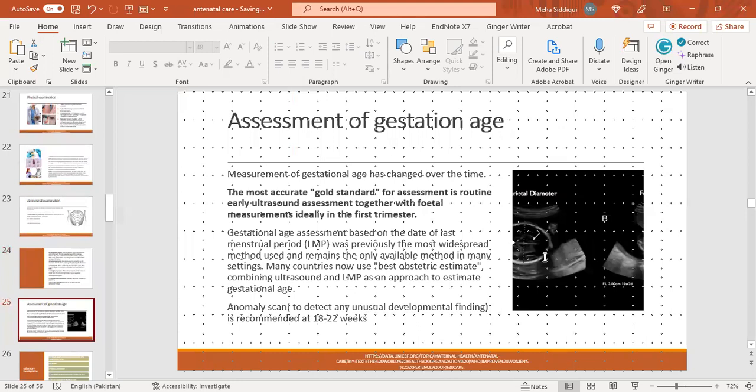Assessment of gestational age. Measurement of gestational age has changed over time. The most accurate gold standard for assessment is routine early ultrasound assessment together with fetal measurements, ideally in the first trimester. Gestational age assessment based on the date of last menstrual period was previously the most widespread method used and remains the only available method in many settings. Many countries now use best obstetric estimate, combining ultrasound and LMP, as an approach to estimate gestational age. Then anomaly scan. It is used to detect any unusual developmental finding, and it is usually recommended at 18 to 20 weeks of gestation.